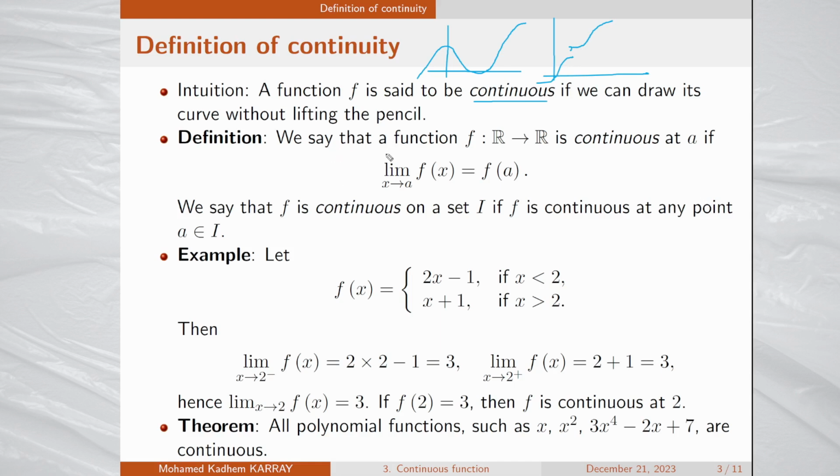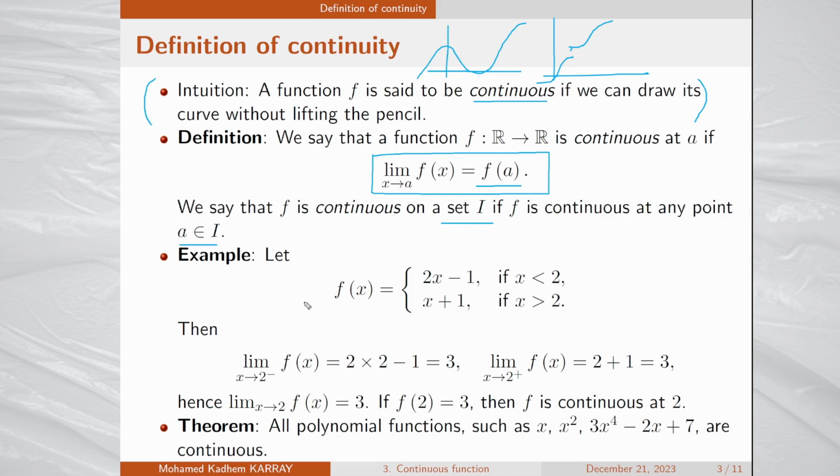We say that a function is continuous at a if the limit of the function at point a equals f of a. This is the formal mathematical definition of continuity, which formalizes this intuition. The limit of the function at the point a should be equal to the value of the function at this point. We say that a function is continuous on a set I if f is continuous at any point a in I.